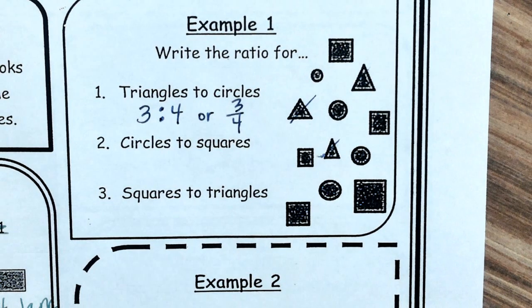Now, how do I know that the 3 had to come first? Because that's how it was said. Triangles was said first, so the number for triangles has to be first, or on top of the fraction. Got it? All right, let's do this one.